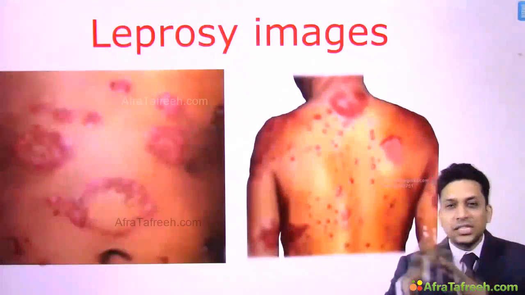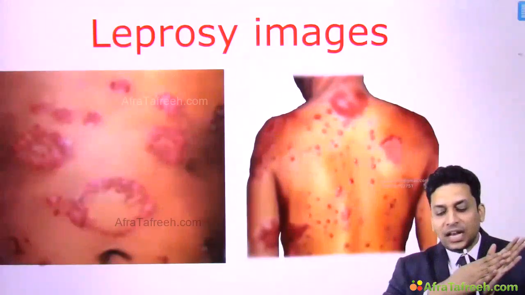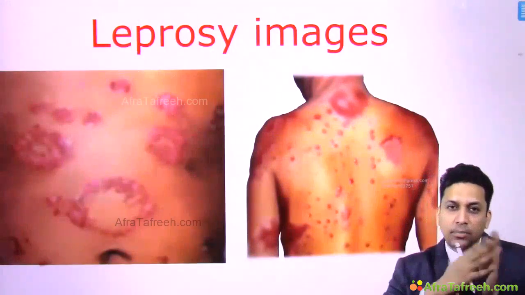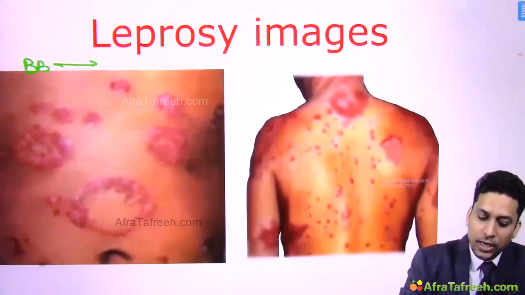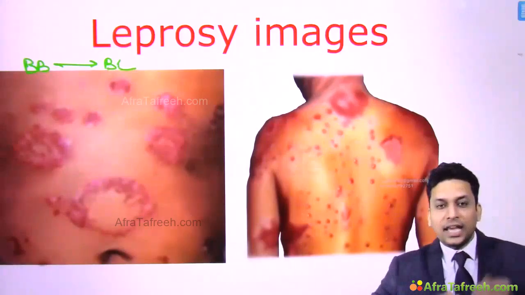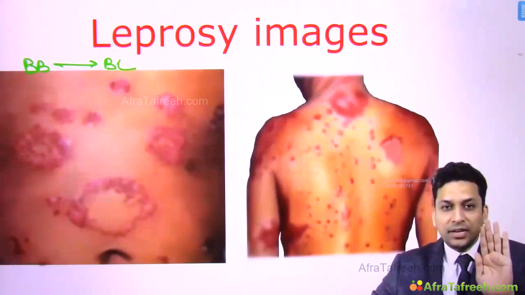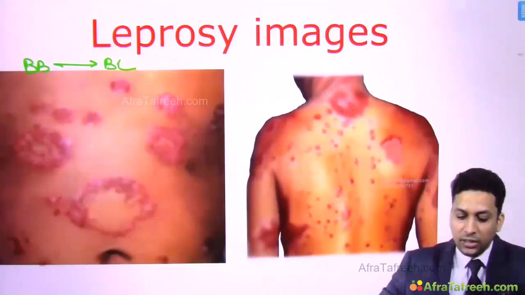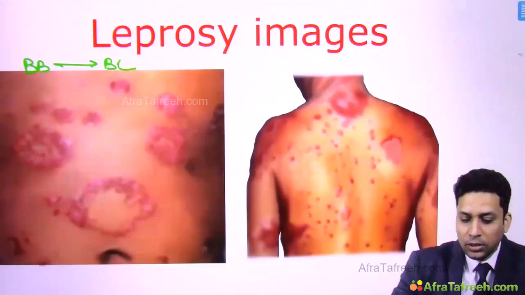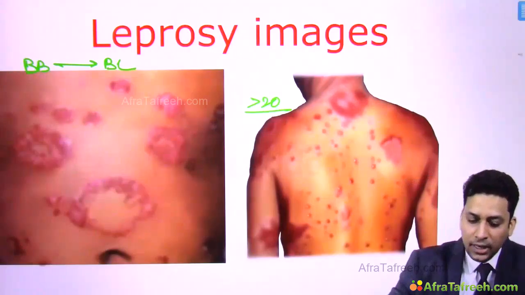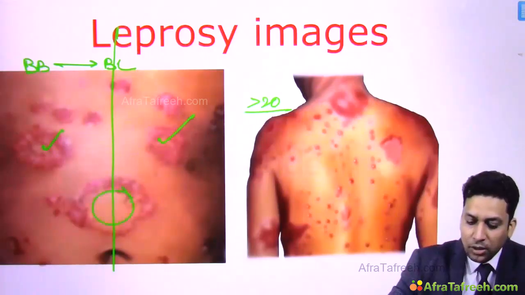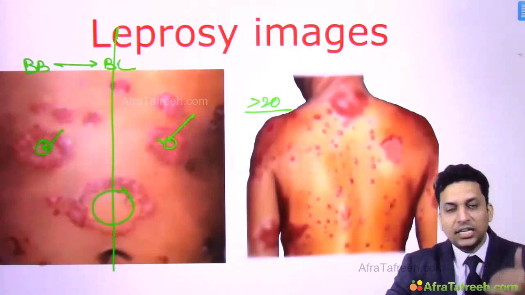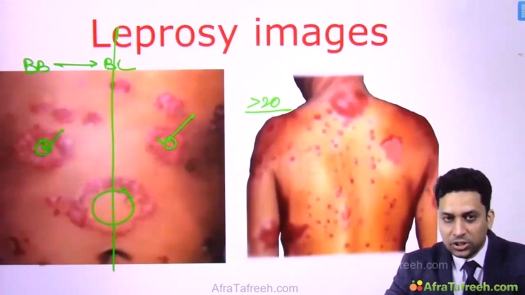Now, as I told you, this is a spectrum. This is an unstable form. It might change to BT or BL. When this BB type changes to BL, you will find that as we move from TT to LL, the symmetry increases and the number increases. So here the number of lesions is more. You can see more than 20 lesions present. Then bilaterally symmetrical lesions are present. There are few punched out lesions, but they are increasing in number and becoming symmetrical. So this is changing to BL.